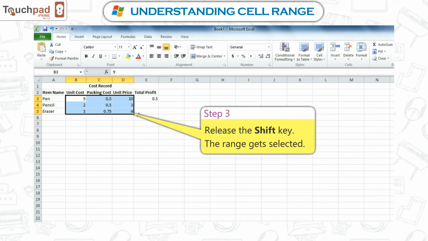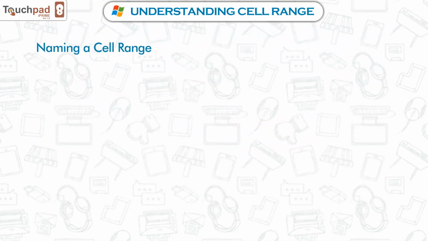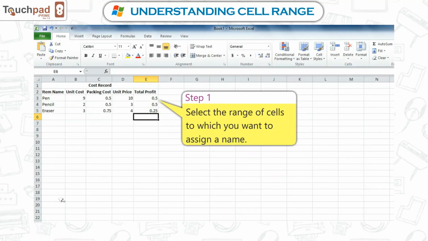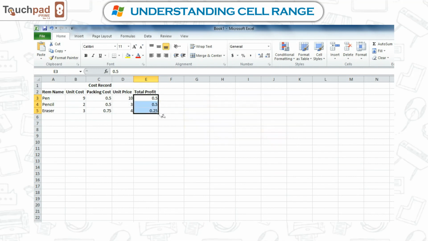The range gets selected. Naming a cell range. MS Excel allows us to assign a name to a cell range. This name can be used in place of cell address in formulas. Perform the following steps to assign a name to a cell range. Step 1. Select the range of cells to which you want to assign a name.